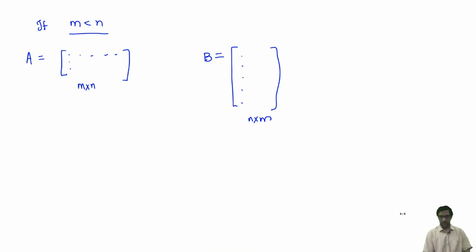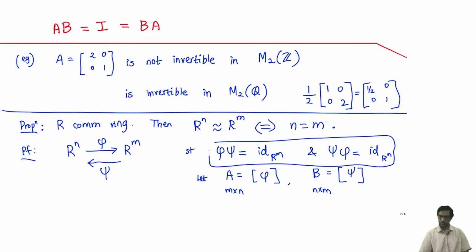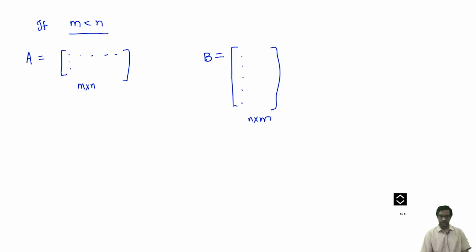Now what we are saying really is that when you multiply these two matrices, AB is an m cross m matrix that's the identity, and BA is also the identity. That's what these two equations mean in terms of homomorphisms. So we know the following: when I multiply AB, it should give me an m cross m matrix, the identity m cross m, and when I multiply BA, it should give me the identity n cross n.